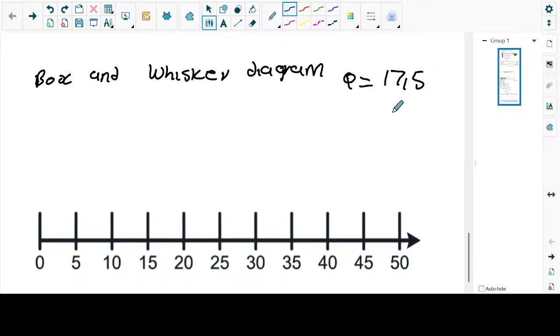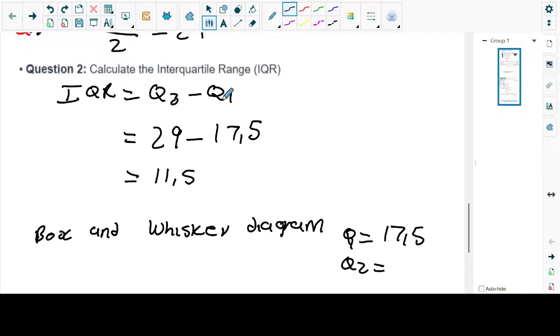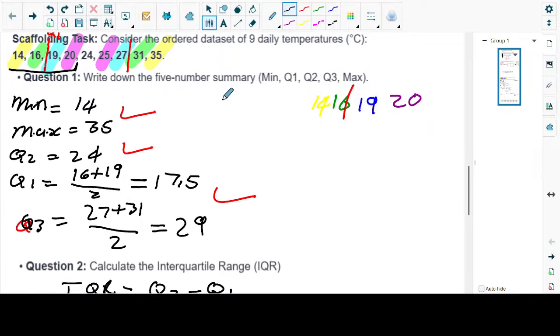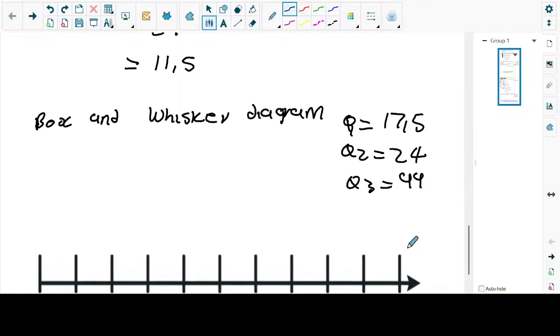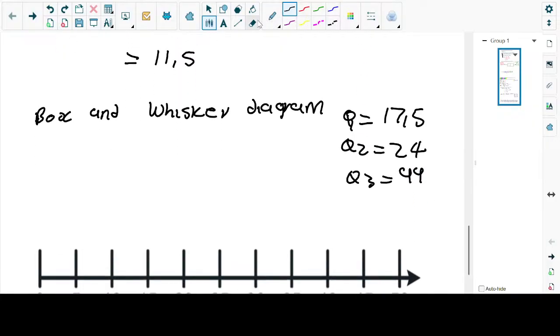Our Q2 was 24. Then our Q3 was 29. Remember, on the quartiles you are simply drawing lines. In fact, what you can do, you already have the data.